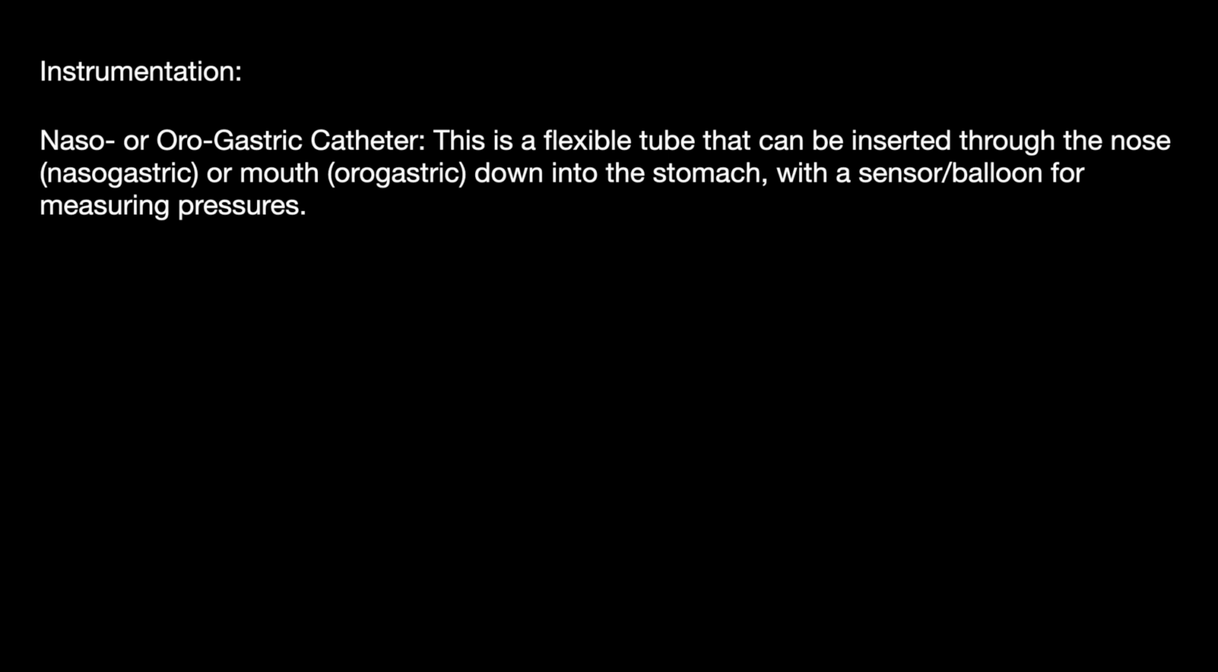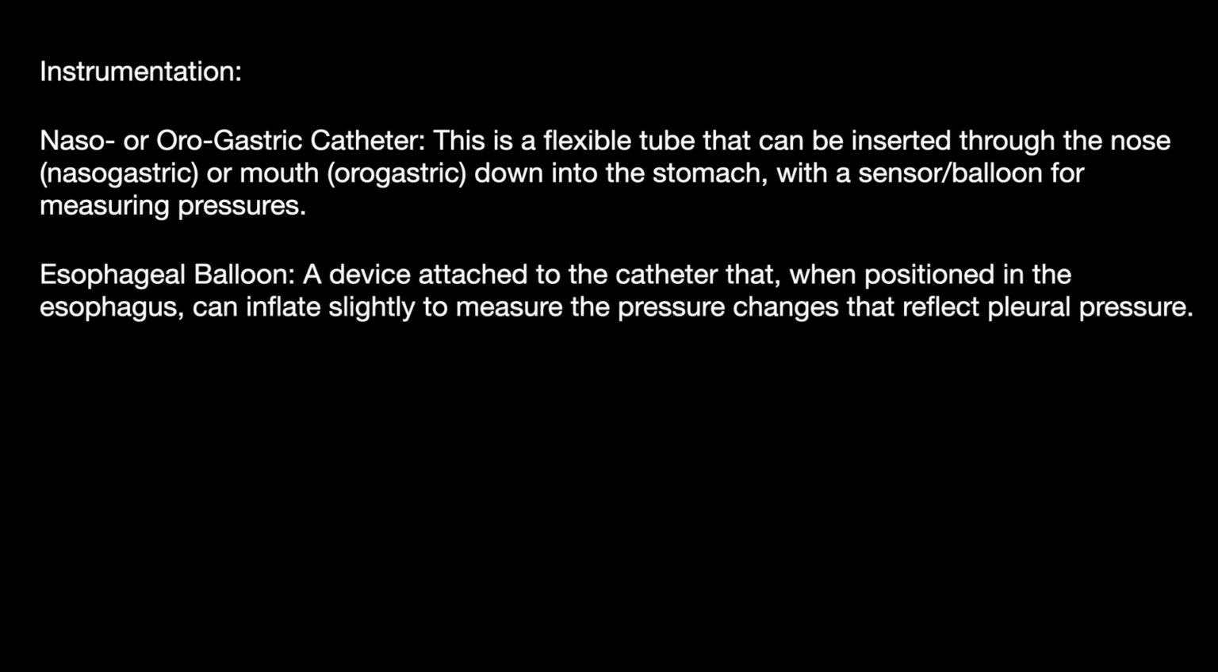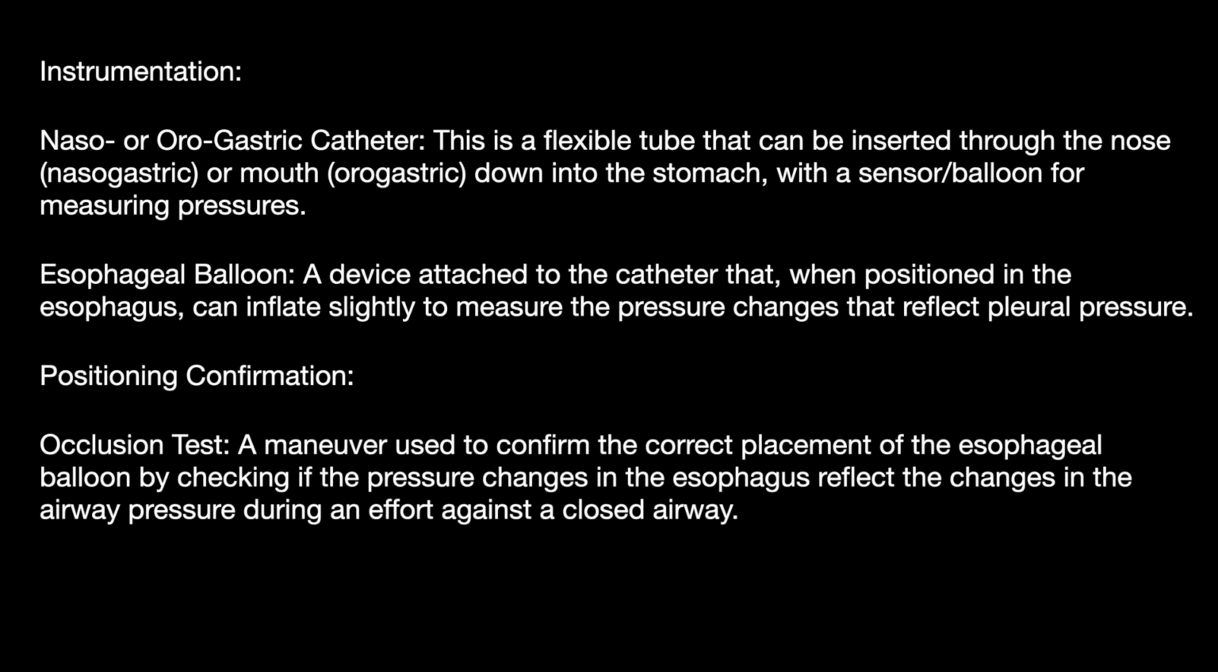It is a flexible tube that can be inserted through the nose or oral cavity with sensors for measuring the pressure. A device is attached to the catheter, and when positioned in the esophagus it can inflate slightly to measure the pressure changes that reflect the pleural pressure. And how do we confirm the positioning?